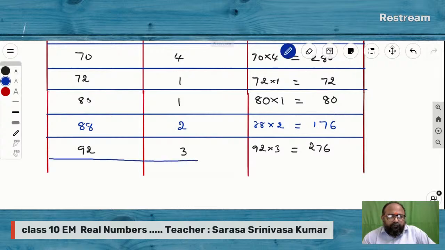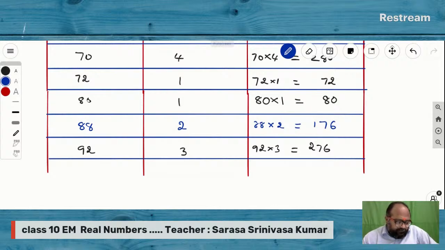Now we consider the marks 95. How many students got 95 marks? Only one student got 95 marks. So 95 multiplied by 1, that equal to 95.